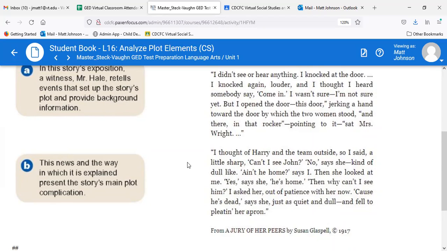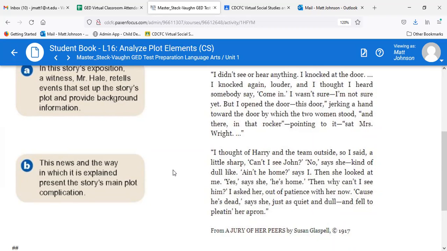'No,' says she, kind of dull-like. 'Ain't he home?' says I. Then she looked at me. 'Yes,' says she, 'he's home.' 'Then why can't I see him?' I asked her, out of patience with her now. ''Cause he's dead,' says she, just as quiet and dull, and fell to pleating her apron."